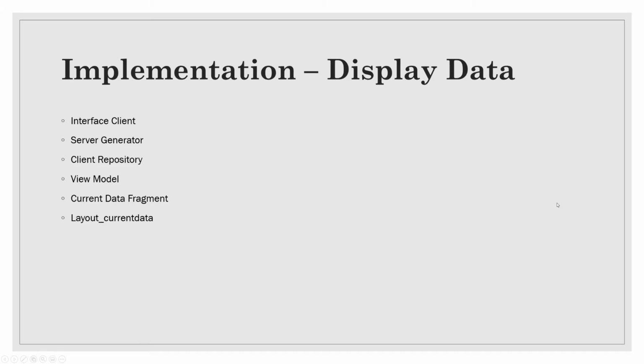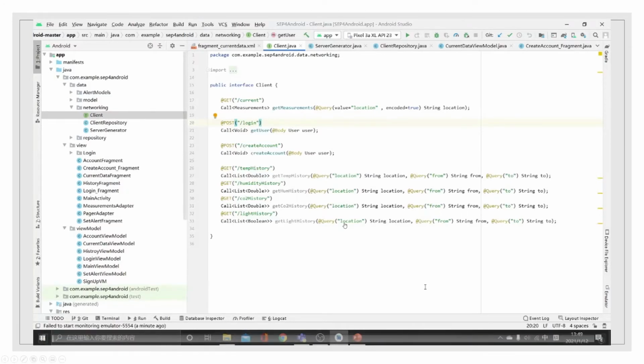Here is Bowen. The second implementation is to show the details of display data. This part has 6 steps, and we will have a record for the details. The first part of implementation is to show the details of display the current data.